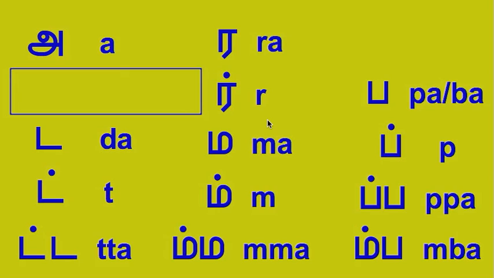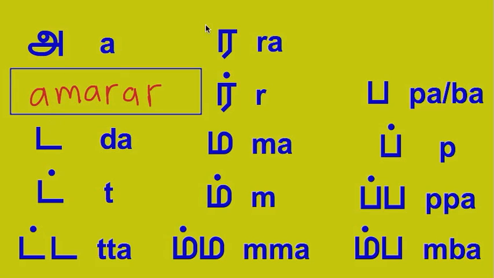Now I'm going to give you a few words, and you can practice writing them. We'll do this together. The first word is amarar. Alright, so we'll start by writing the transliteration. Amarar. First letter, a. Next letter, ma. Next letter, ra. And the last letter, ir.